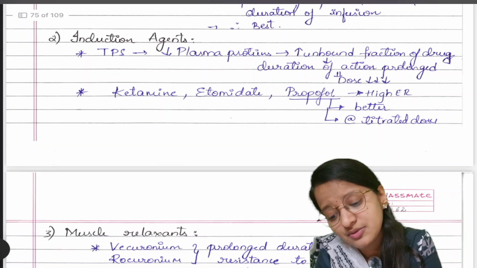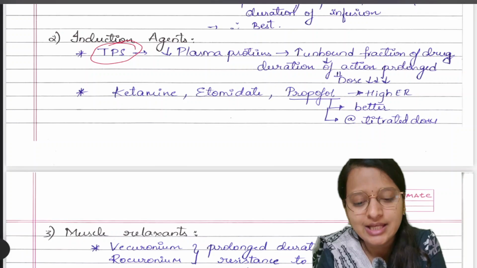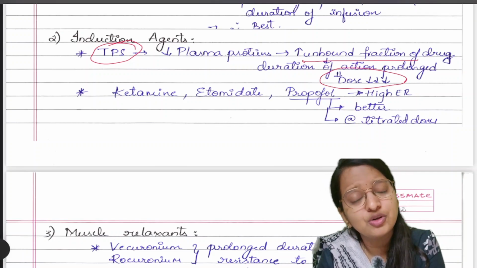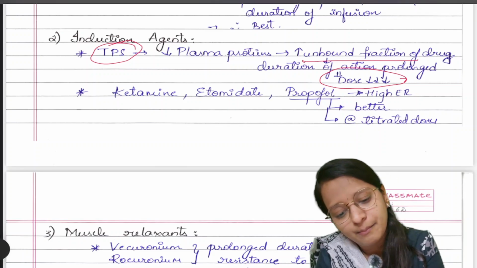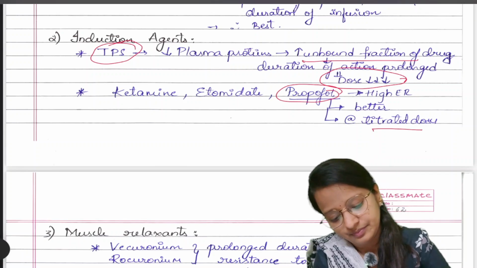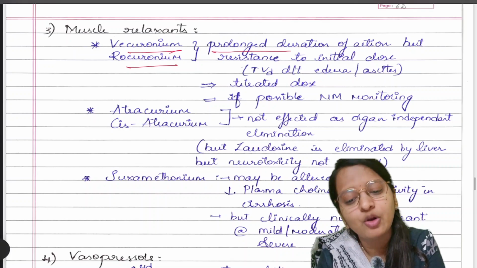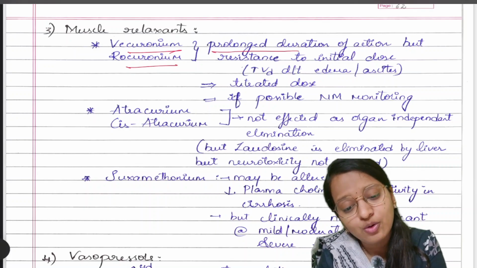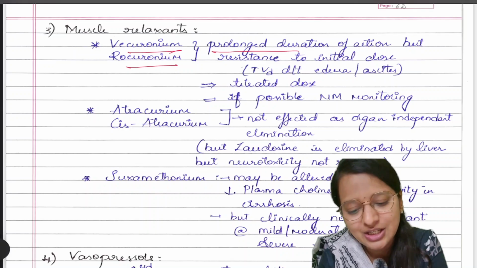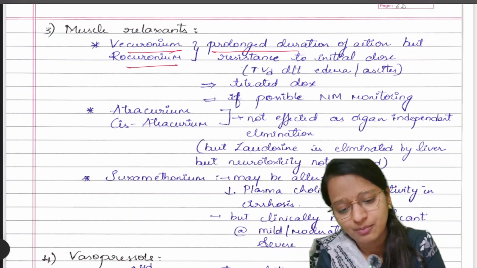Coming to induction agents, we have already seen TPS. Due to decreased plasma proteins, there will be increased unbound fraction of the drug. So those doses should be grossly decreased. We have a better choice, propofol, in titrated doses. Muscle relaxants, vecuronium and rocuronium, there will be prolonged duration of action, and also there will be resistance to the initial doses. If we have to give it, we have to give a titrated dose with neuromuscular monitoring.